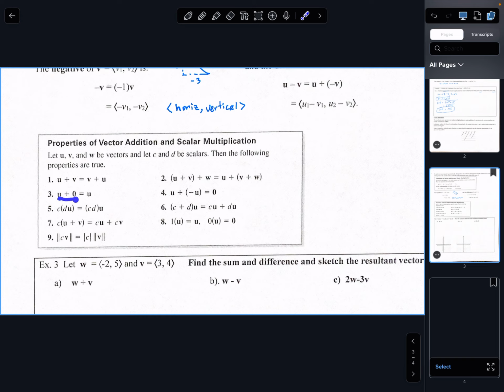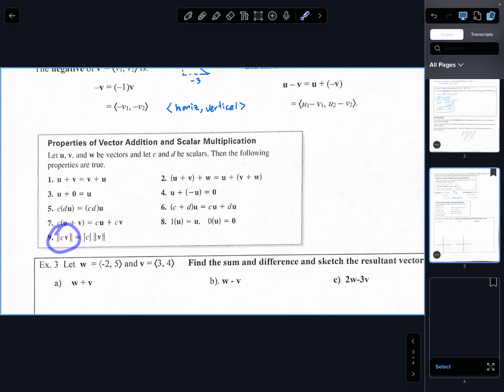If you add the 0 vector, you end up with the same vector. If you have two different scalars, applying them in two different ways, it doesn't matter if you apply one and then the other, or multiply the scalars and apply them once. If you have a scalar times the sum, you can distribute the scalar to each and then add them.